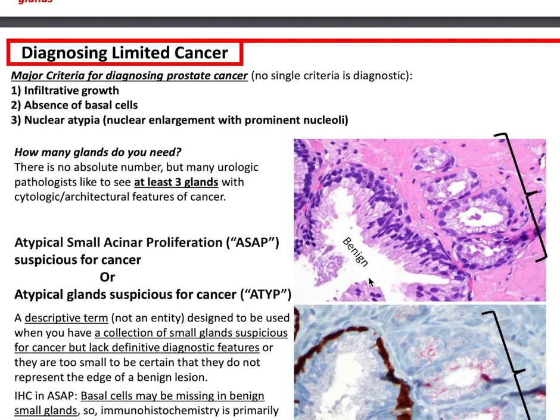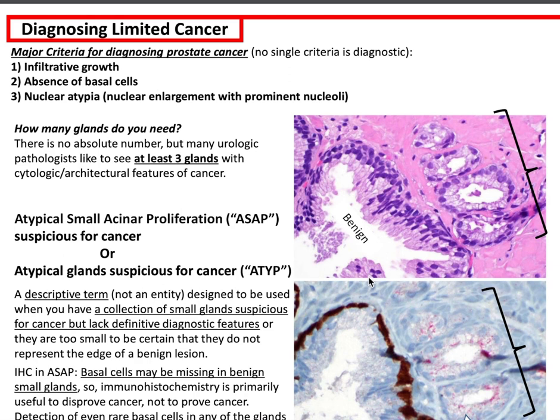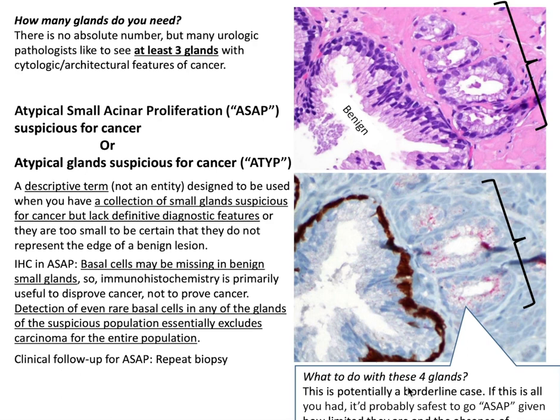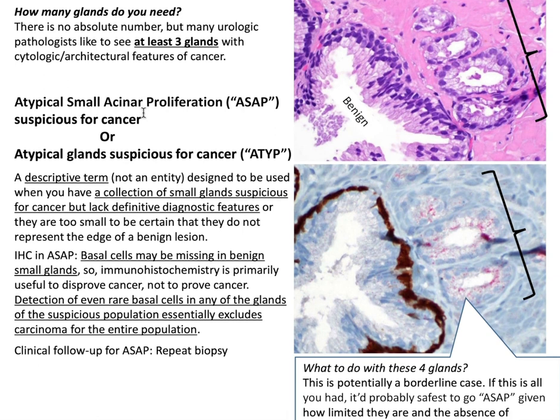Diagnosing limited cancer. The major criteria for diagnosing prostate cancer, although no single criterion is diagnostic, are 1, infiltrative growth, 2, absence of basal cells, and 3, nuclear atypia, where you have prominent nucleoli and nuclear enlargement. How many glands do you need? There's no fixed number, but many urologic pathologists like to see at least 3 glands with cytologic and architectural features of cancer. If you don't have at least 3 glands, you can call it atypical small acinar proliferation, or ASAP, suspicious for cancer, or atypical glands suspicious for cancer.